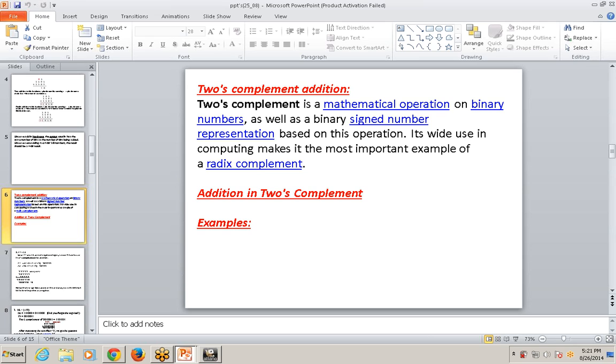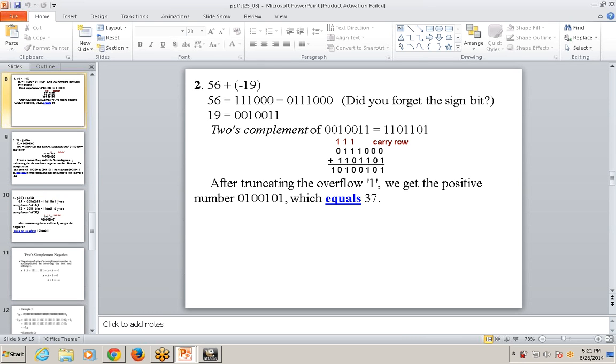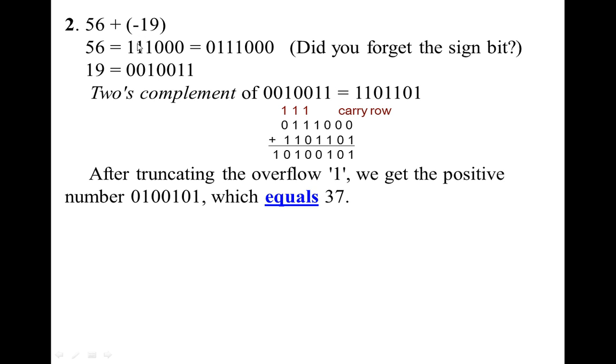This says 2's complement is a mathematical operation on binary numbers, as well as on binary signed integers based on this operation. Its wide use in computing makes it the most important example of a radix complement. Then how do we add in 2's complement? This is a simple example of 2's complement.